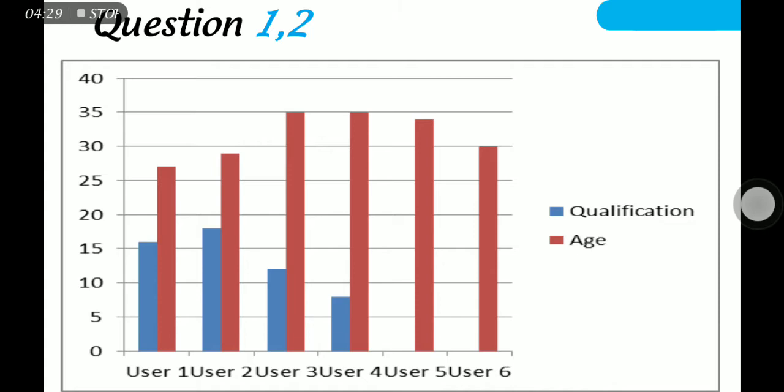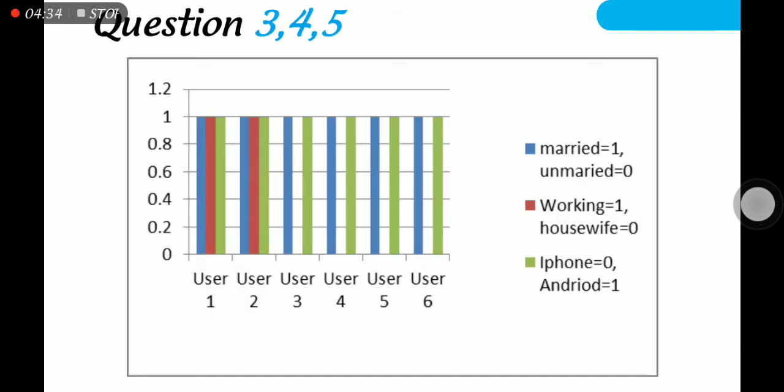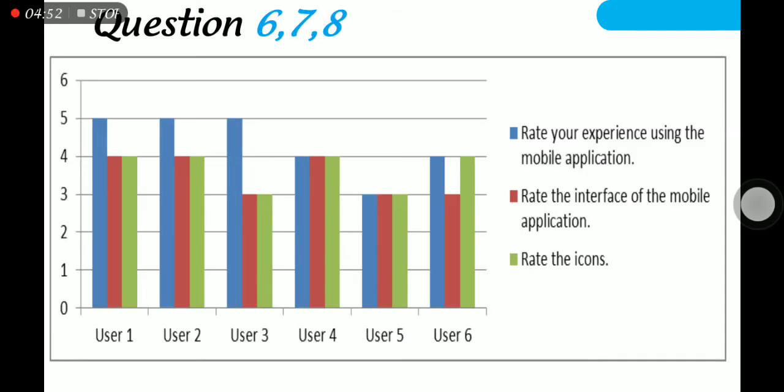Mostly the children's parents are below the age of 35. These questions are based upon marital status. All the users whom I interviewed are married, and two of them are working. Others are housewives, and all are using Android phones. Similarly, they rate this application based upon their experience, rate the interface of the application, and rate the icons. You can see these graphs show all the things.